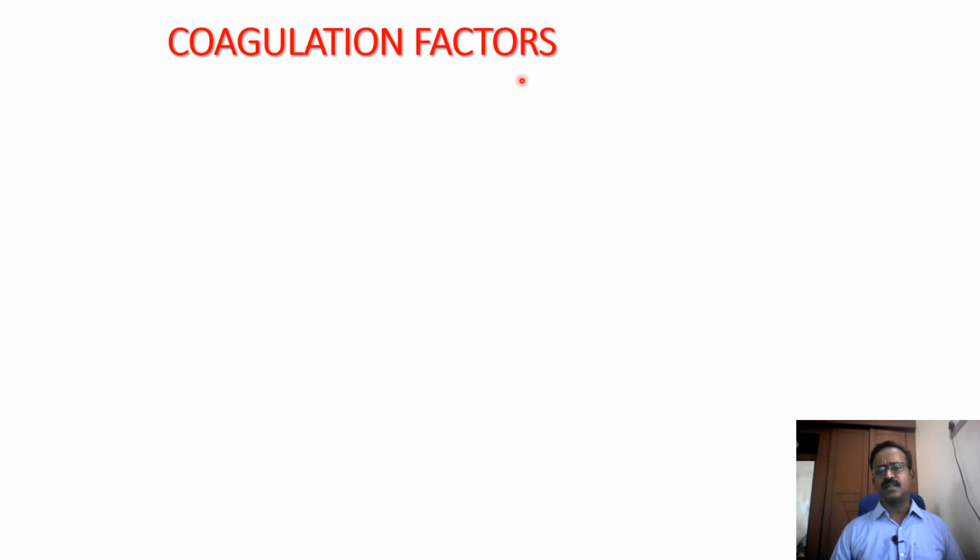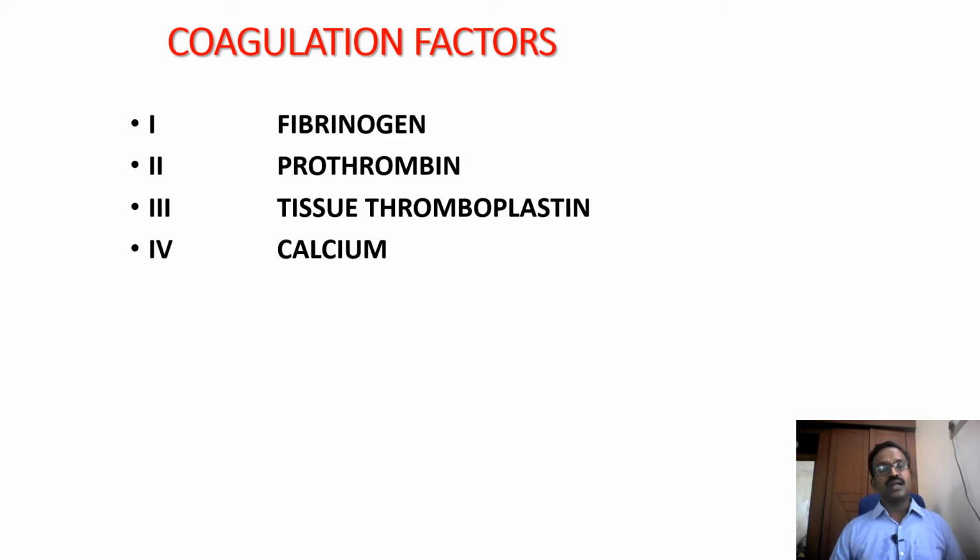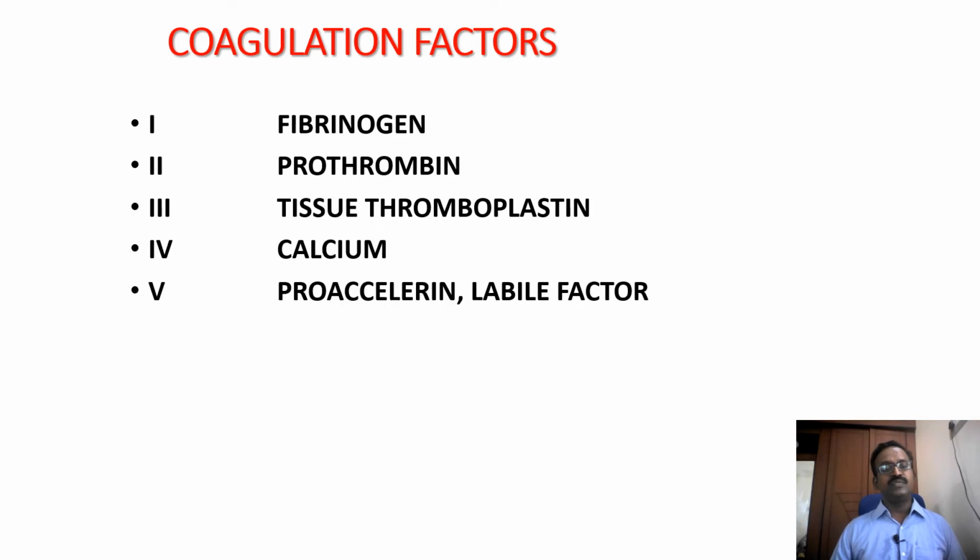Coagulation factors are proteins present in the blood and tissue fluid. They are involved in clot formation during an injury. The first clotting factor is fibrinogen. The second clotting factor is prothrombin. The third clotting factor is tissue thromboplastin. The fourth clotting factor is calcium. The fifth clotting factor is proaccelerin, or labile factor.